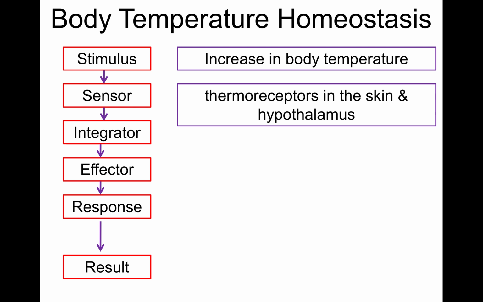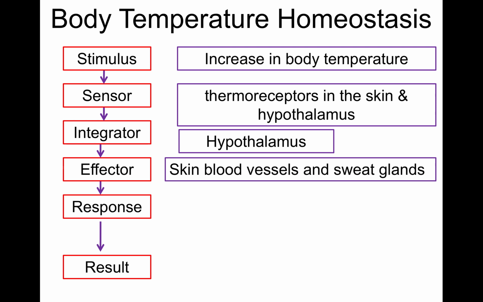Now in this case, your sensor and your integrator are partially the same. So hypothalamus notices the change and also acts as an integrator that's going to create a response. So hypothalamus is part of your brain, and it's going to send a message to the following effectors: your skin, as well as the blood vessels of your skin, as well as the sweat glands of your skin. So these are effectors, structures, organs.